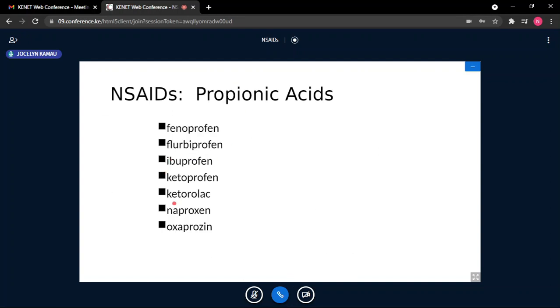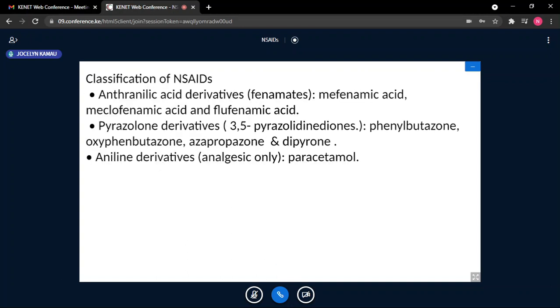Propionic acid, we have the profens: fenoprofen, flurbiprofen, ibuprofen, ketoprofen. Ketorolac is sometimes classified here, and occasionally classified as a non-classical acetic acid derivative. We have naproxen, and we have oxaprozin. Sometimes the classification varies, but for us, we will classify oxaprozin and ketorolac as non-classical acetic acid derivatives, and I'll explain why we call them non-classical.